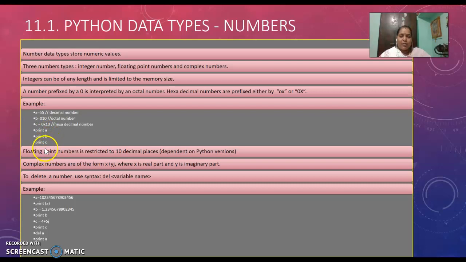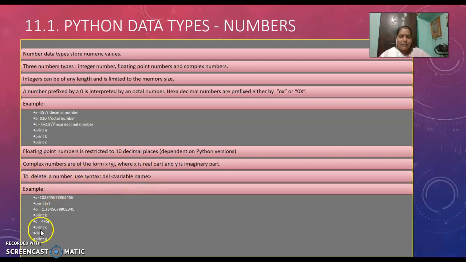And floating point number represents the number with decimal fractions, decimal numbers. Floating point numbers are restricted to 10 decimal places and it is also dependent on Python versions. Complex numbers are of the form real part plus imaginary part. To delete a number, we have to use the syntax del followed by variable name.